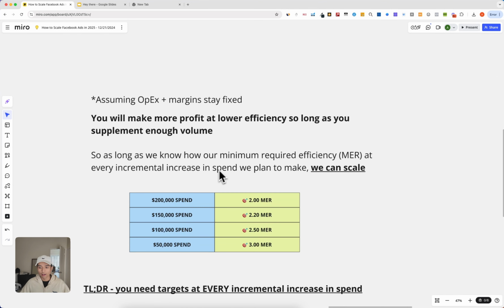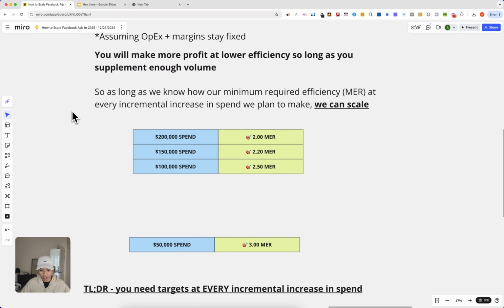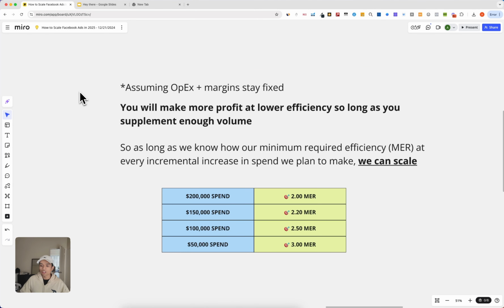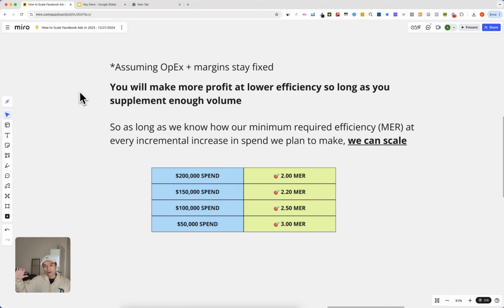So what you need to do, right, assuming your OpEx and your margins stay fixed. What you need to realize is that assuming your OpEx and your margins stay fixed, you will make more profit at lower efficiency so long as you supplement enough volume.